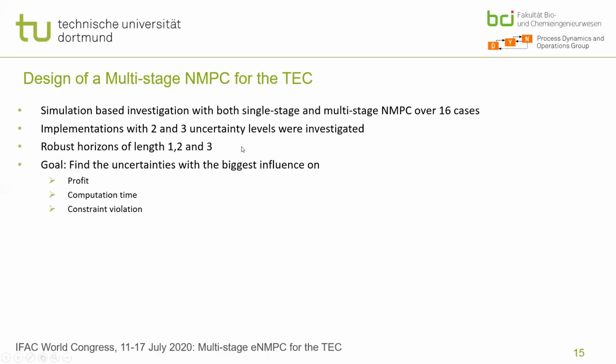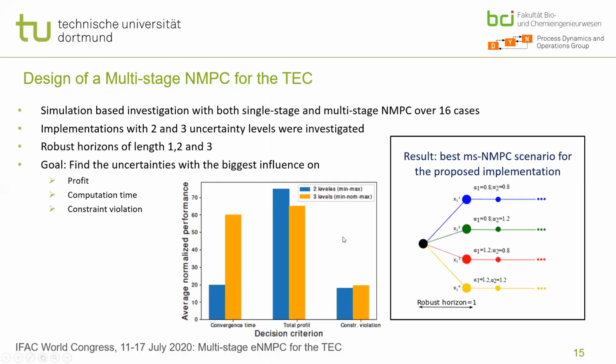In order to make a decision, we have looked at the profit, the constraint violation, and the computation time for each of these implementations. And we have found that for this case, the best implementation was a scenario tree with 4 branches, which is to say for each of the parameters, we have taken the minimum and maximum value of the realizations and ended up with these 4 combinations. You can see in this comparison that the 2-level implementation does indeed render more profit, and it takes considerably less time to solve.